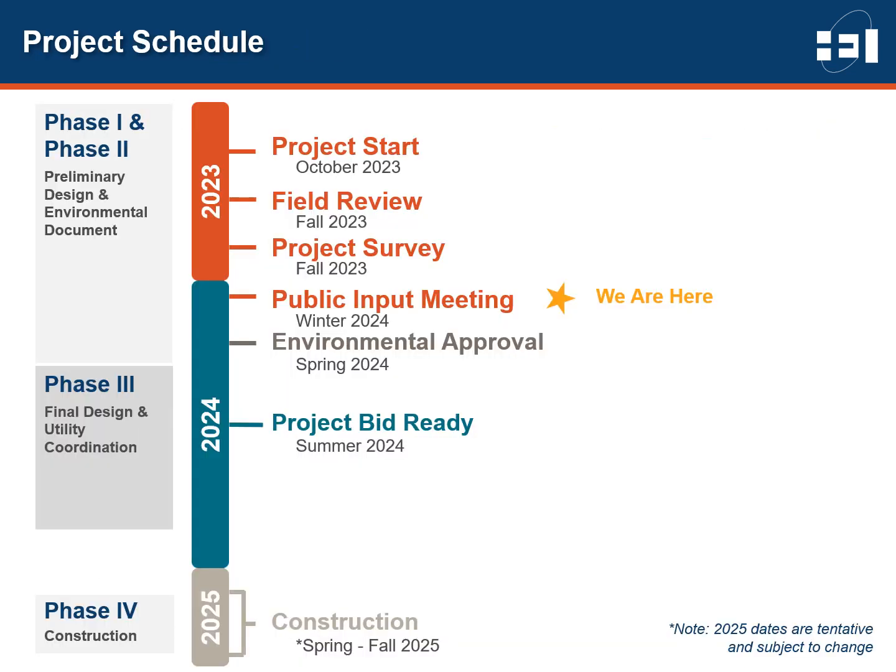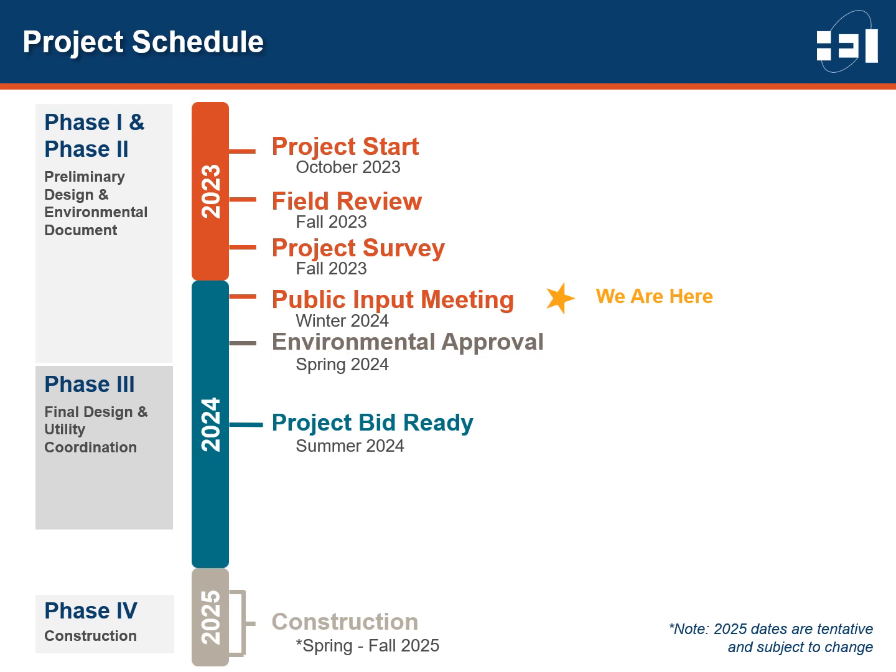The tentative project schedule is depicted by this timeline graphic. This project began Phase 1 and Phase 2 activities associated with the preliminary design and environmental document late last year. We are nearing completion of Phase 2 as highlighted by the yellow star, with today's public input meeting. Phase 2 completion is anticipated in the spring of 2024, with approval of the environmental document.